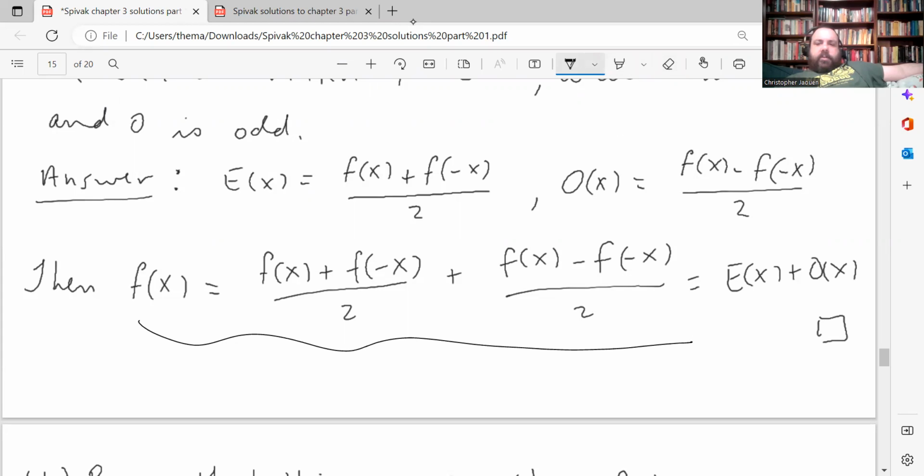So that's what I'm doing over here. Notice that since I didn't pick a specific function f, this works for any function. So that shows that this is true.